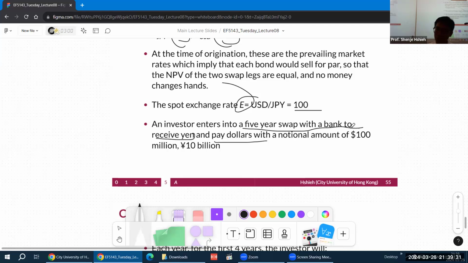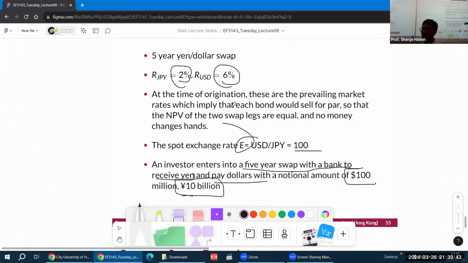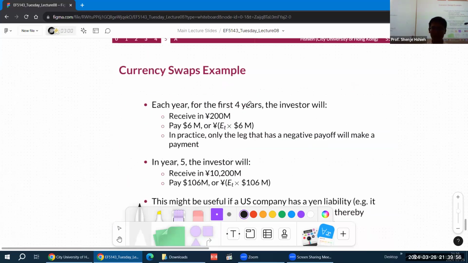And let's assume that the notional amount, again, is an arbitrary amount of dollars or yen, is 100 million US dollars or 10 billion yen. So what that means is that you just take this interest rate and multiply by the same currency value notional amount to get the coupon payments or interest payments that you have to exchange every period.